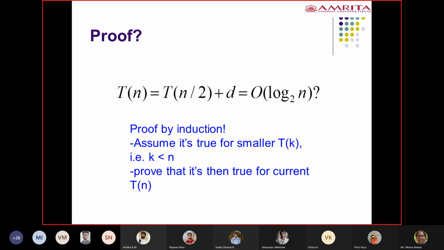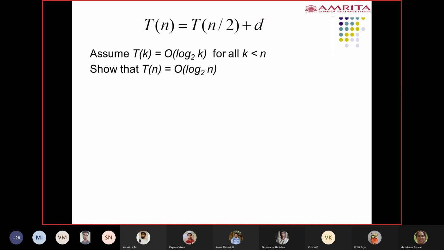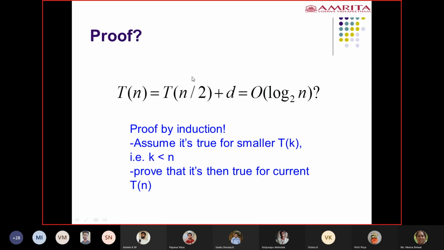In algorithm analysis, in proof by induction, we do not exactly say that it is true for k, so it is true for k plus 1. We say that it is true for some T(k) where k is less than n, because from there we will derive that it is true for the current T(n) as well. So, T(n) = T(n/2) + d. This is what we are assuming: T(k) = O(log k) base 2. That was our guess, that it is O(log n).